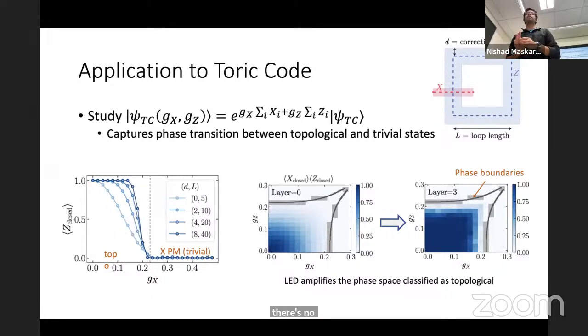But I also see this amplifying feature even when you choose the dimension. That's right, yeah. So you'll also see a small region where Gx and Gz are small will be amplified, for sure. Yeah, good question.